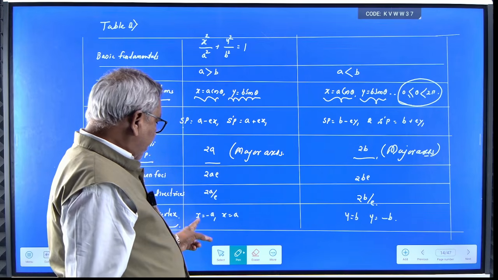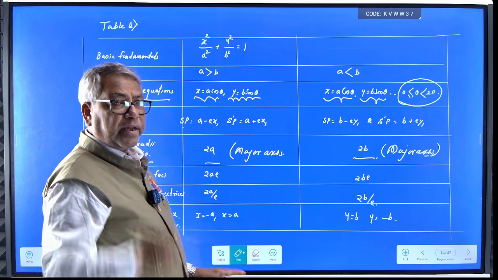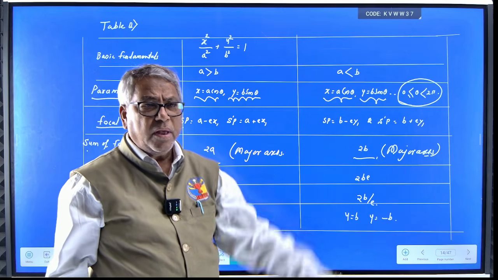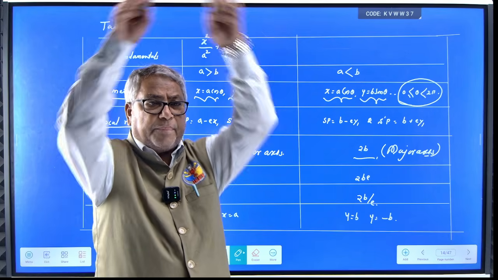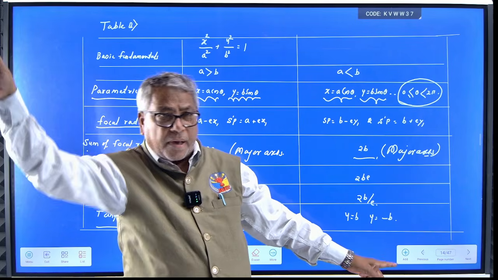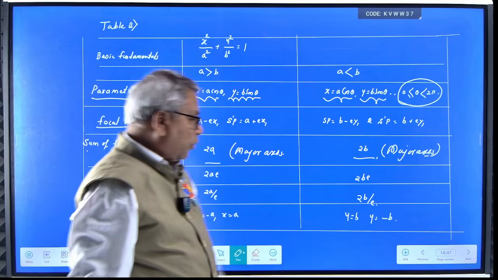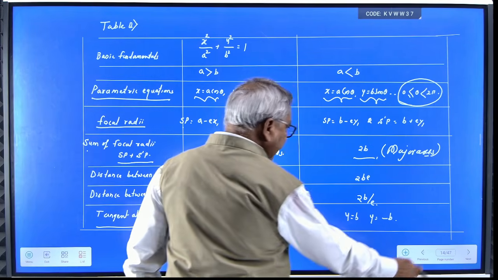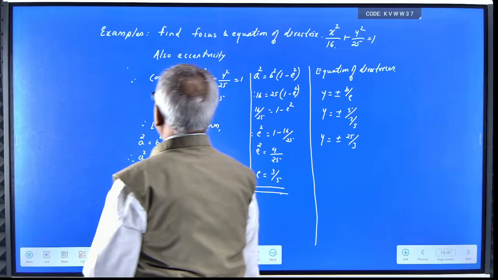So at the point with first coordinate A, (A, 0), the tangent is x equal to A, and at (minus A, 0) it is x equal to minus A. For the ellipse, here y is equal to b and y is equal to minus b. These are the tangents at the vertices. So I have shown the table to compare with them.